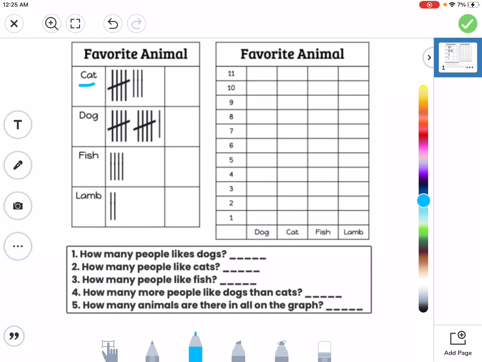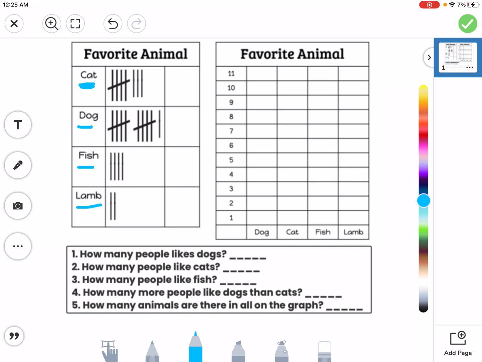Here we have a cat and a dog and a fish and a lamb. So students were asked what their favorite animals were. So we're first going to count how many each category has, and then we're going to write that number right here. Okay? So let's start with getting our information and writing it. So, favorite animal. This is cat.